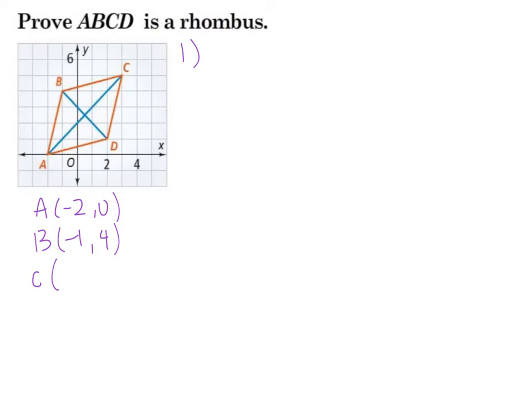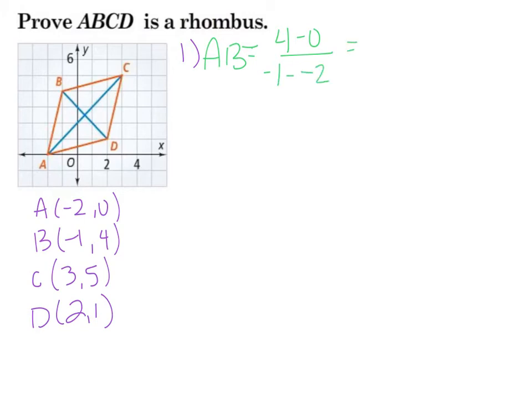C is at 3, 5. And D is at 2, 1. So I'll do AB first. The slope of AB is y2 minus y1, so 4 minus 0 over x2 minus x1, so negative 1 minus negative 2. 4 minus 0 is 4, negative 1 minus negative 2 turns into plus, so that becomes positive 1.